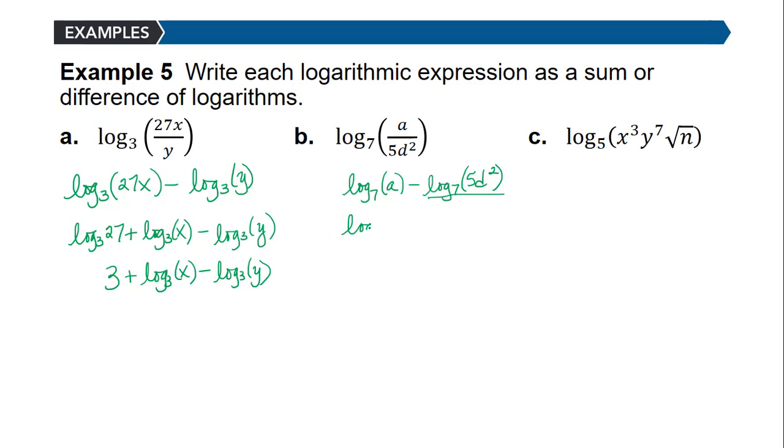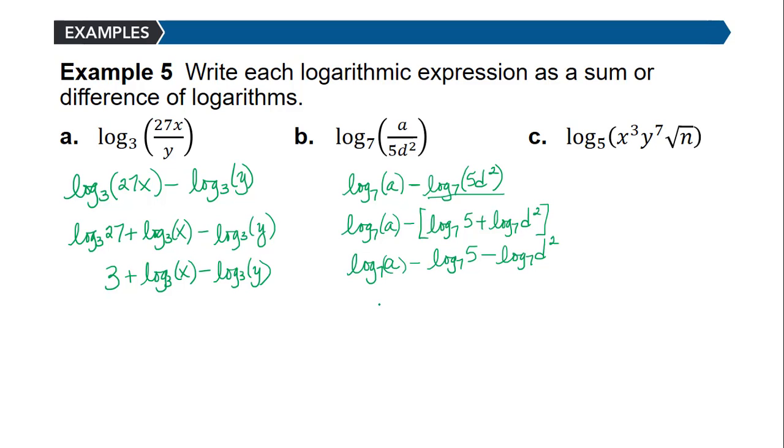Very important here that when I rewrite this, I would have log base 7 of a minus, and then in parentheses or a bracket, log to the base 7 of 5 plus log to the base 7 of d squared. Right, because that minus sign before the log base 7 of 5d squared is going to apply to that whole expression. So now we need to further rewrite this as log base 7 of a minus log base 7 of 5 minus log base 7 of d squared.